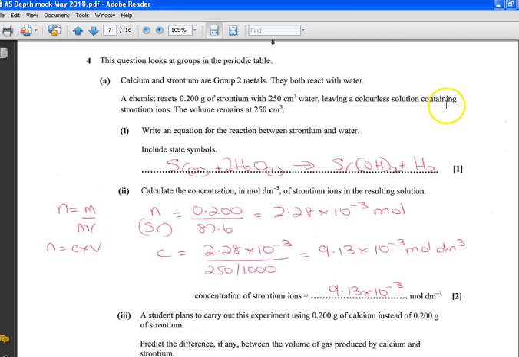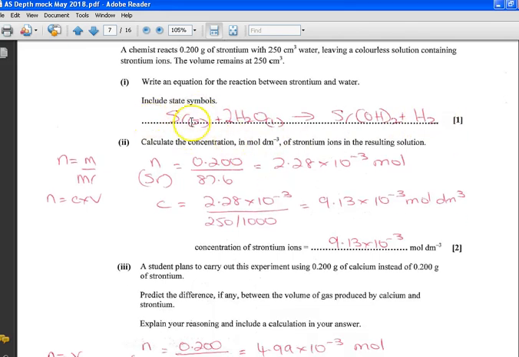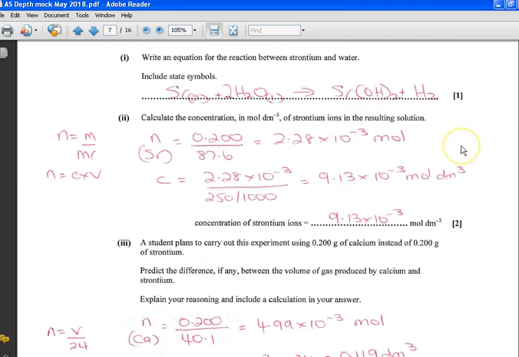Okay, question 4 rather, looking at group 2 metals and how they react with water. So you're asked to write an equation and include state symbols, which I have done on this side but not this side, which is a bit naughty. So this one is aqueous and this one is obviously gaseous. Solid, liquid, aqueous, gaseous. Solid, you should know that because it's a metal, and this is aqueous because you've got OH minus, and it's going to be in water, because it's reacted with water.